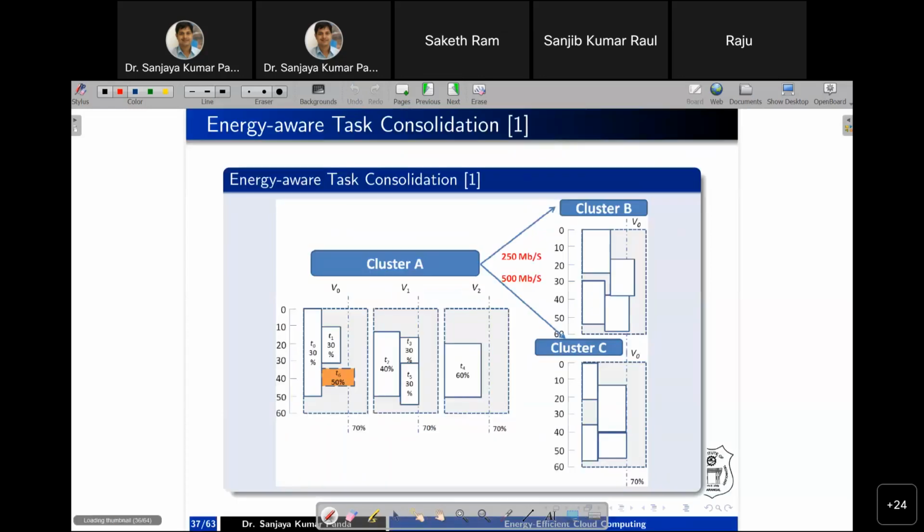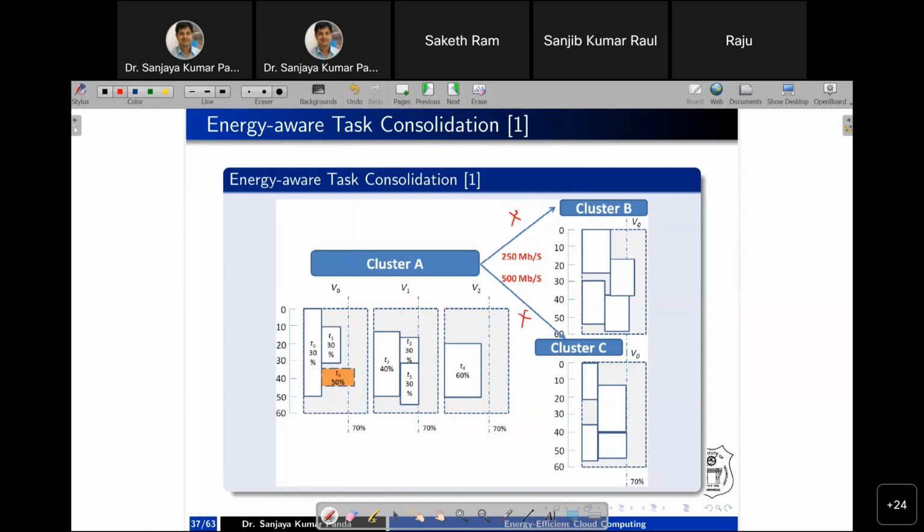Now see a typical scenario. Cluster A wants to share some load with cluster B and cluster C, but cluster B and cluster C are fully occupied. Then what will you do? Whatever load you want to give to cluster B, it is not ready to accept it. Similarly, cluster C is also not ready to accept it. In that case, there is no other way to solve this problem.